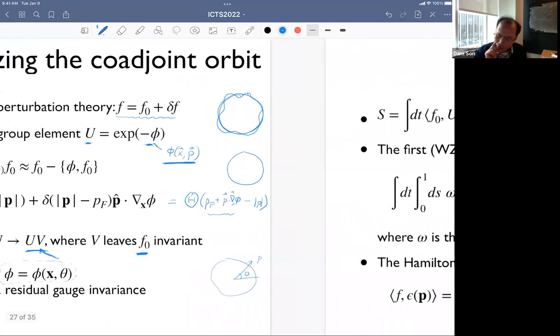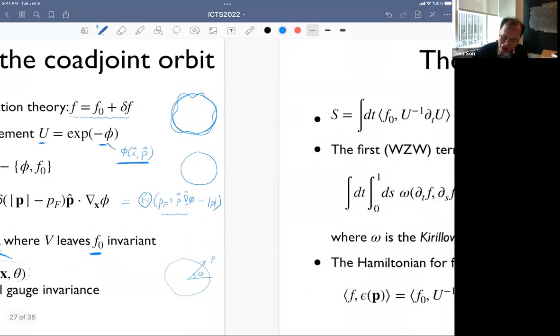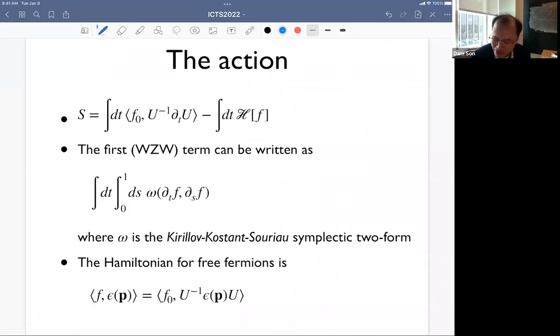Okay, so now the action that gives rise to Landau's Fermi liquid theory turns out to have the following form. It has the Hamiltonian. This Hamiltonian is the energy that corresponds to a given Fermi surface, and that's where all the Landau parameters reside. Landau parameters tell us how the energy of the system depends on the shape of the Fermi surface.